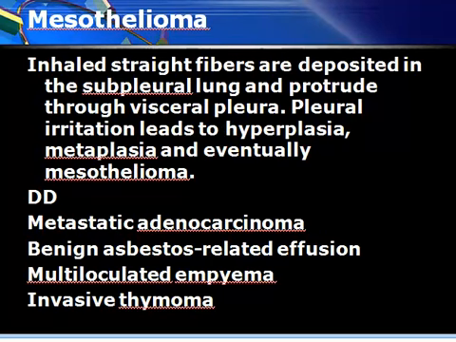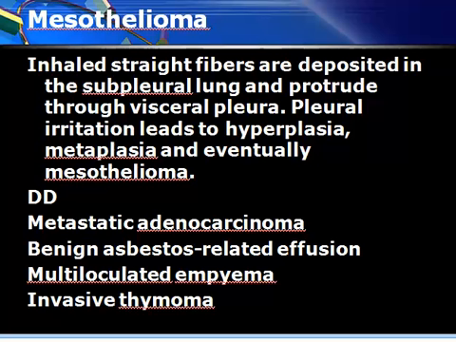Mesothelioma is caused due to asbestos. The inhaled fibers are deposited in the subpleural lungs and penetrate through the visceral pleura. Pleural irritation leads to hyperplasia, metaplasia, and eventually mesothelioma. The differential is metastasis and benign asbestos-related effusion, multiloculated empyema, and invasive tumors. Of course, any multiloculation should raise the possibility of mesothelioma if you exclude empyema.